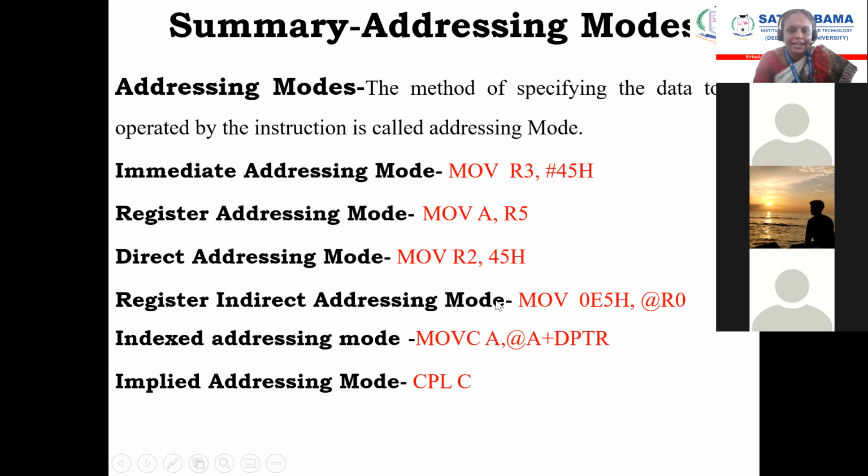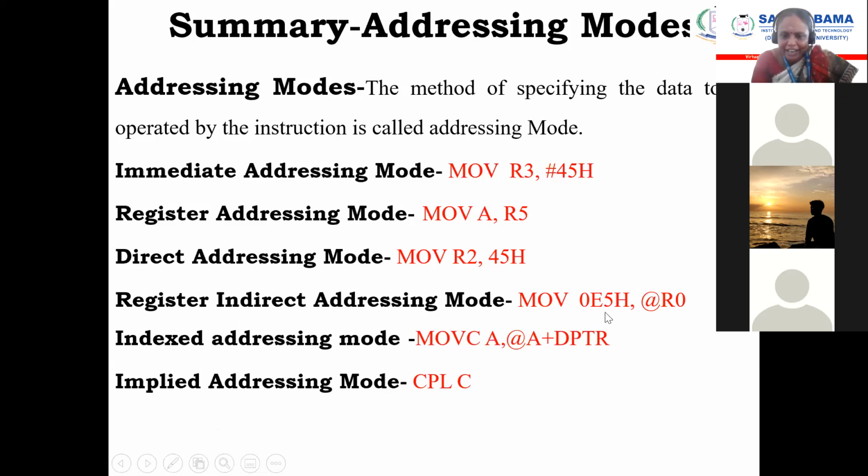Immediate addressing mode: which symbol do we use? Hash. Register addressing mode: what is the keyword? MOV, destination register, source register. Direct addressing mode: MOV register, address of the location. Indirect means @R0, @R1, or @DPTR I can use. Indexed addressing mode means A plus DPTR or A plus PC, which we use as the base register. Implied means complement C.